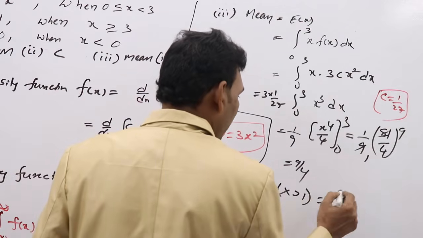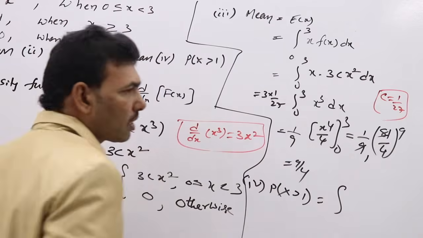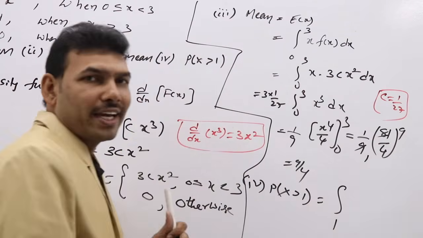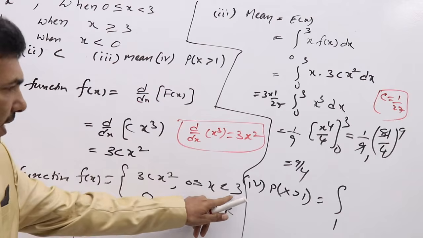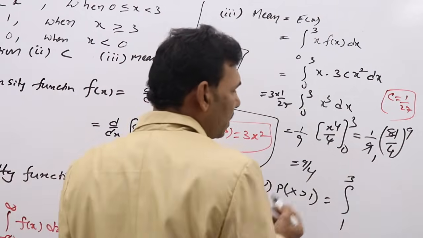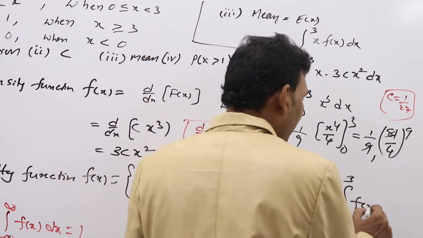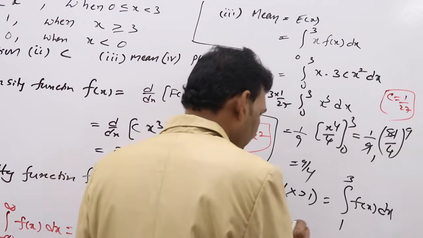X greater than 1 means starting from 1 to the final value. What is the final value? 3. 1, 2, 3. If you don't have that 3, we will take infinity. Integral 1 to 3 f of x dx. What is f of x?